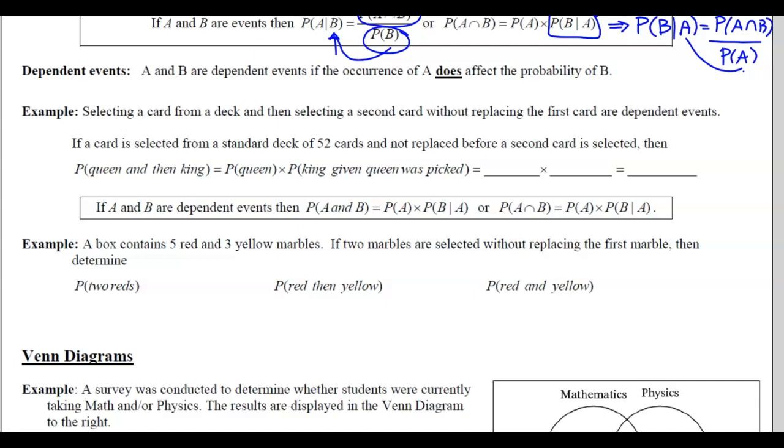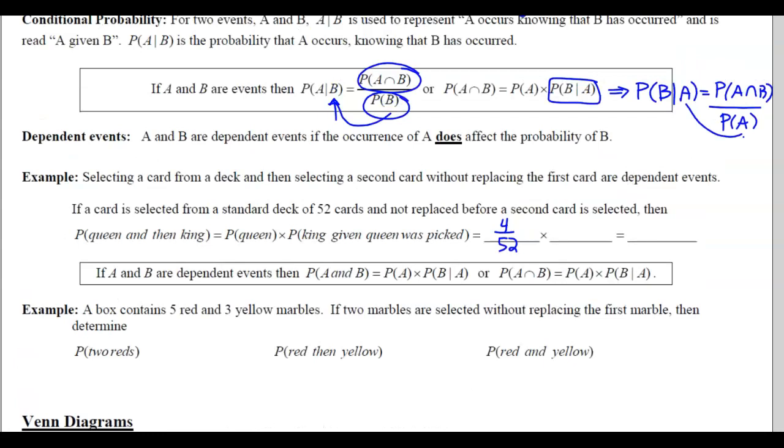So the first one is the probability of a queen, that's 4 out of 52. And the second one is the probability of getting a king given that the queen was picked. That's when it's in this form here. There are still 4 kings in there, but now there's one less card in the deck. So 4 out of 51. That's the same as 1 out of 13 times 4 out of 51.